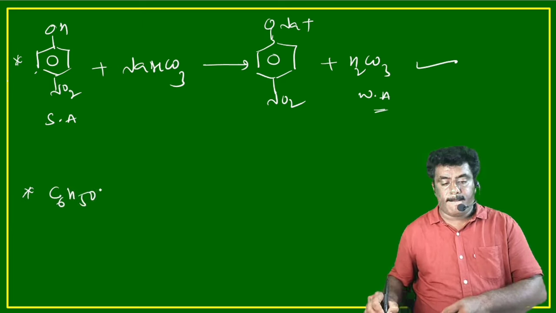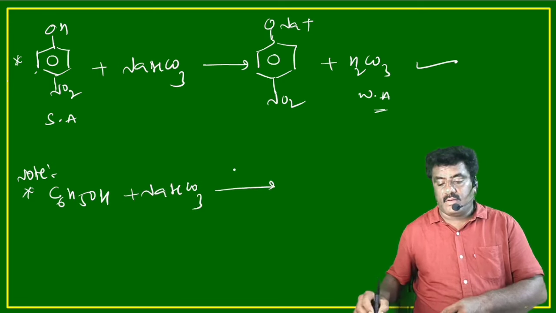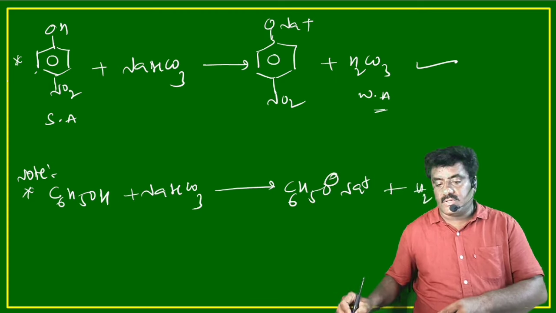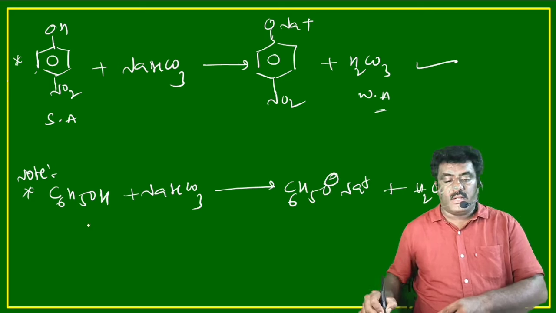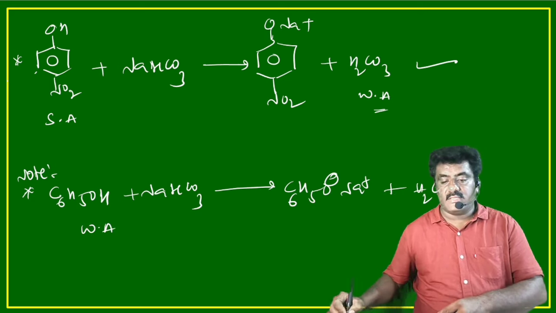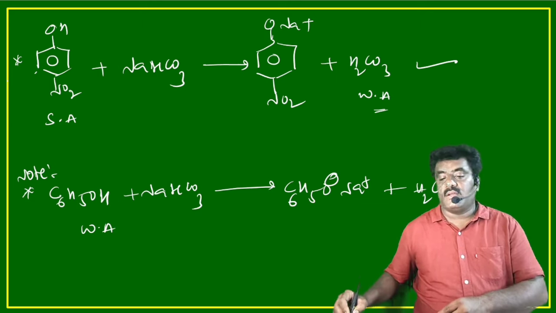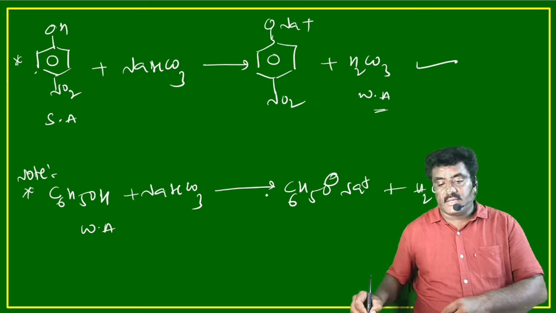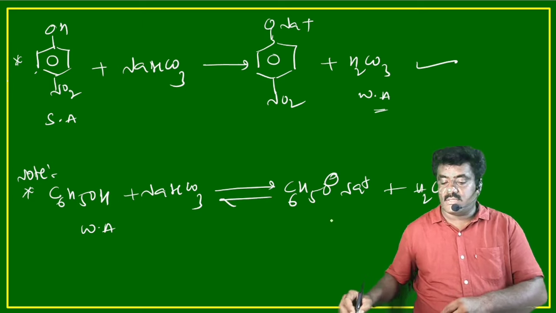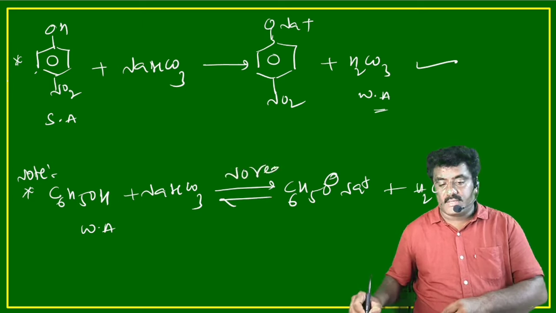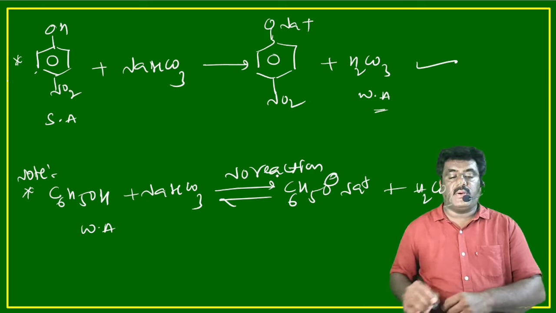Next, phenol with sodium bicarbonate forms sodium phenoxide, C6H5O minus Na plus, and releases H2CO3. Phenol is a weak acid and H2CO3 is a strong acid. Phenol is a weaker acid than carbonic acid, so the reaction is not possible. No reaction with sodium bicarbonate.